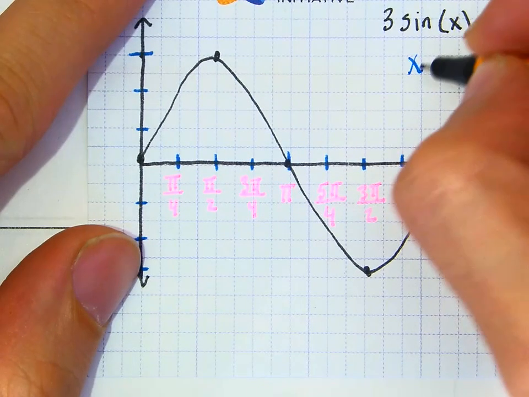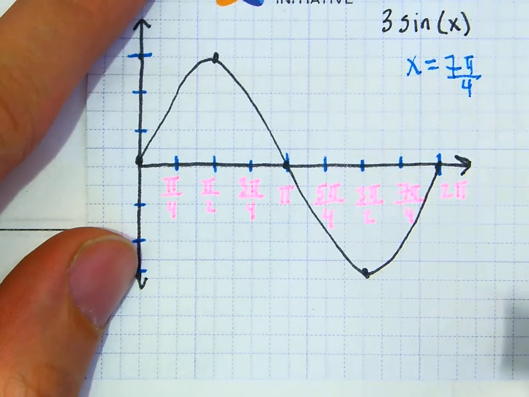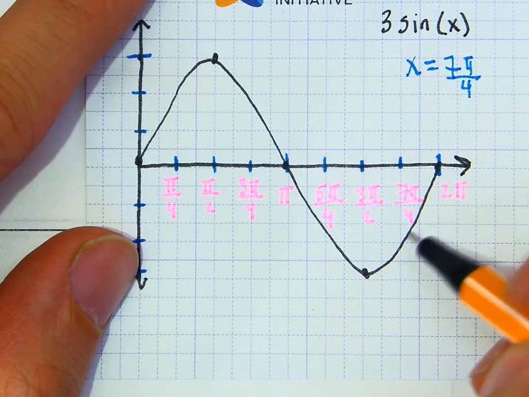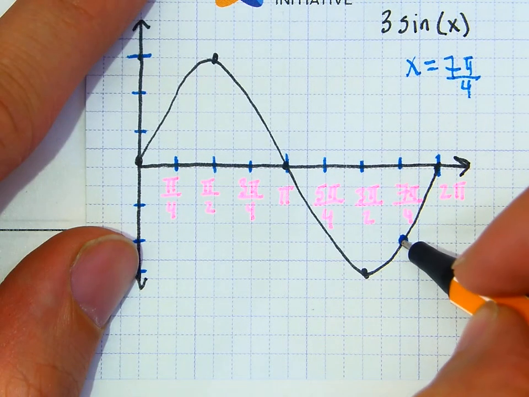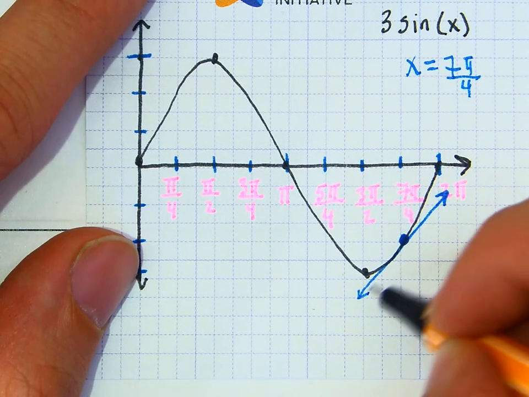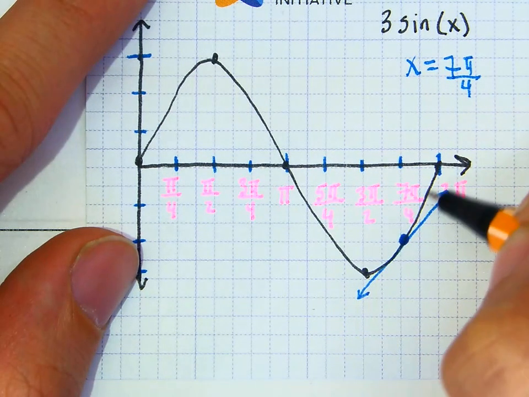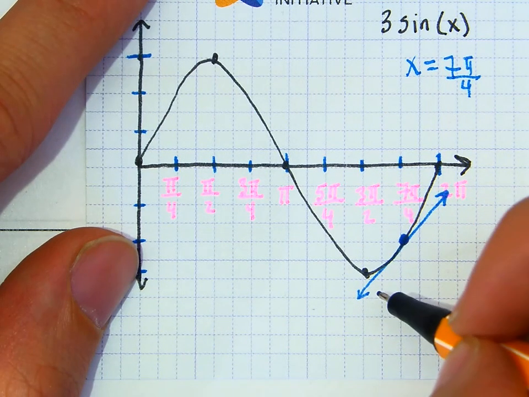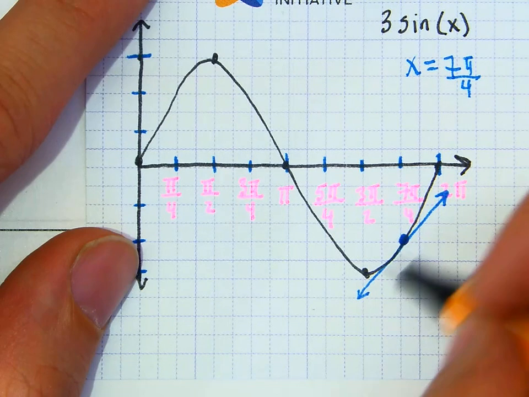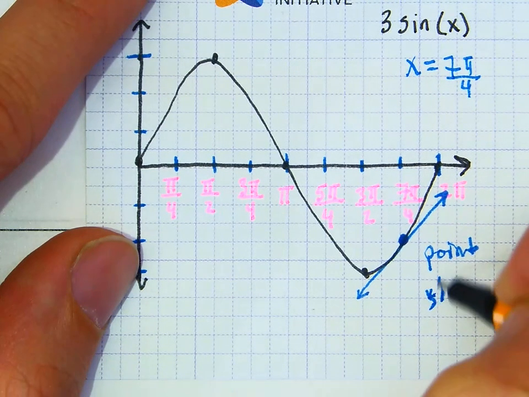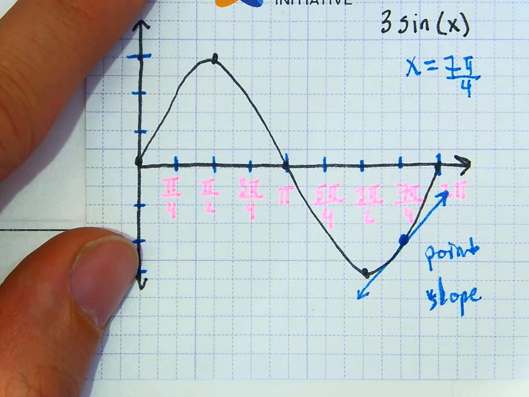At x equals 7 pi over 4, this is our y value, right? It's saying at this point there is a line tangent to this sine curve. What is the equation of this line? And to find the equation of this line, we need the point and we need the slope. It looks more difficult than it really is, but you just need these two things.